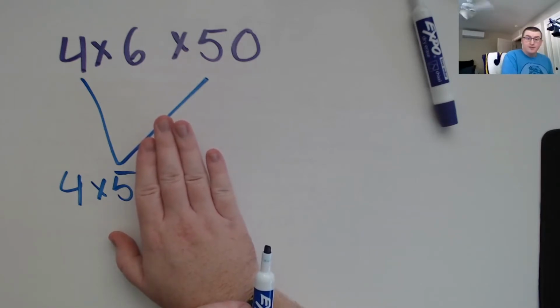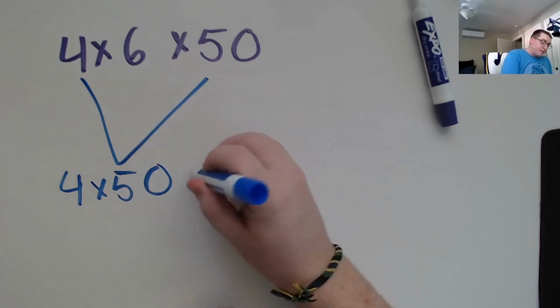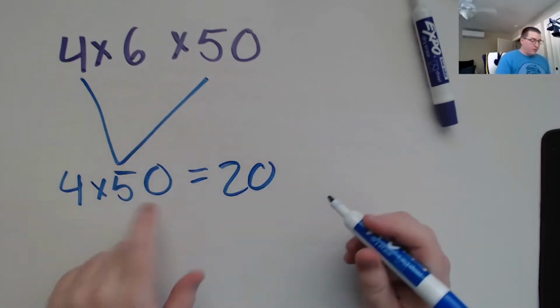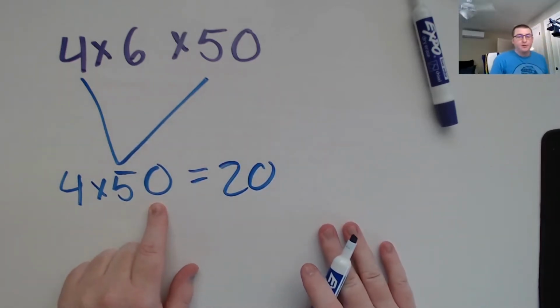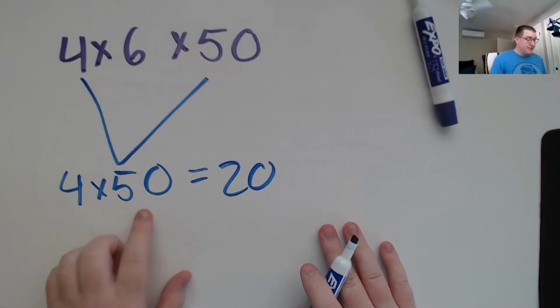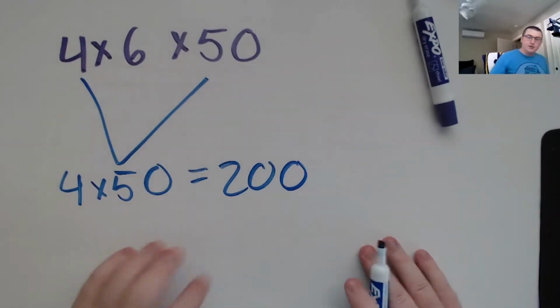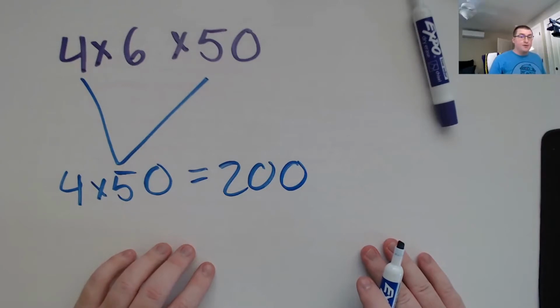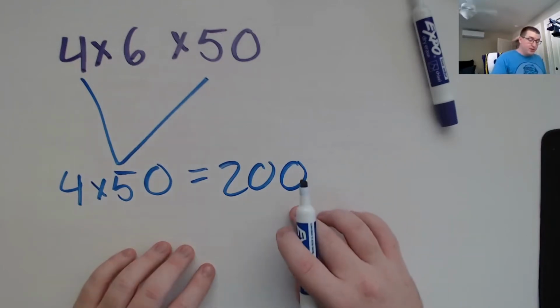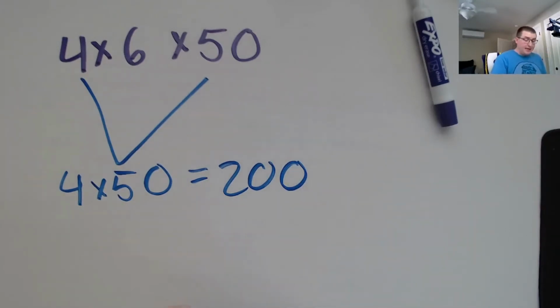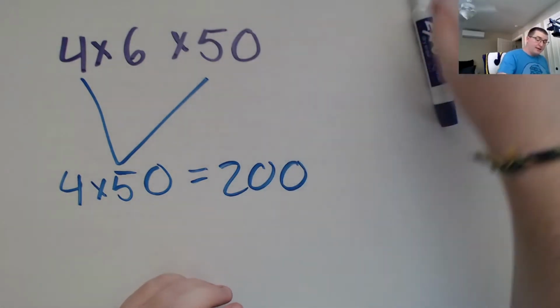So 4 times 5 is 20. So I'm going to put 20 right here. But we can't forget about that 0 that we covered up. So because this is 50 and not 5, we're going to go ahead and add that extra 0 at the end. And now we have 200. So we have 200. And then we just take what we had left over.